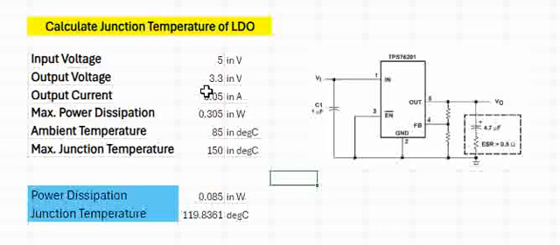So two things we are calculating here. One is power dissipation and the second one is the junction temperature.